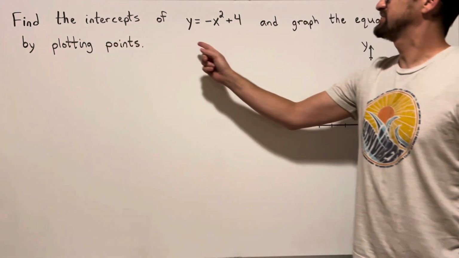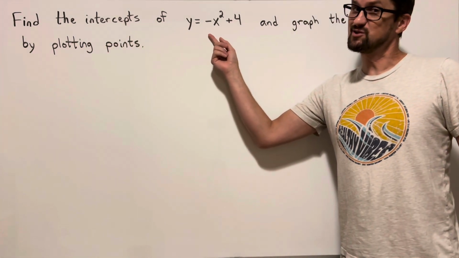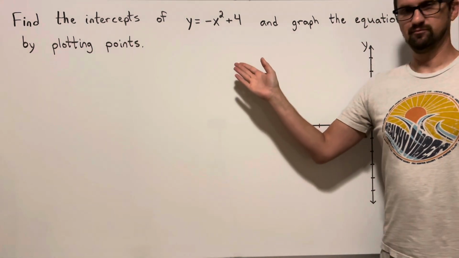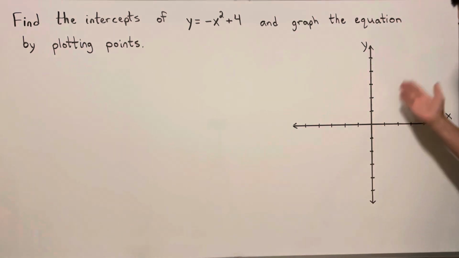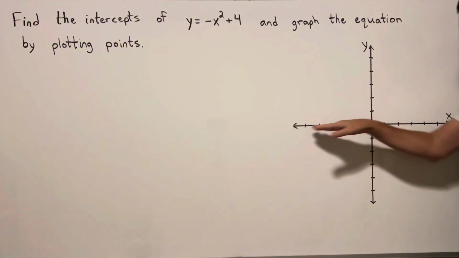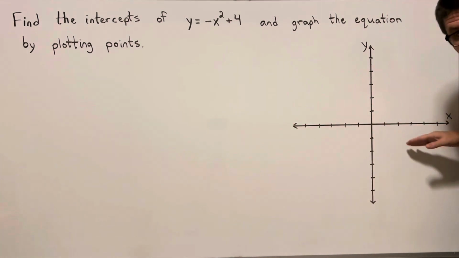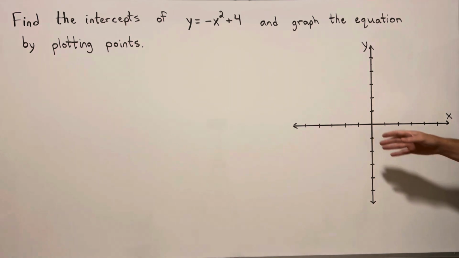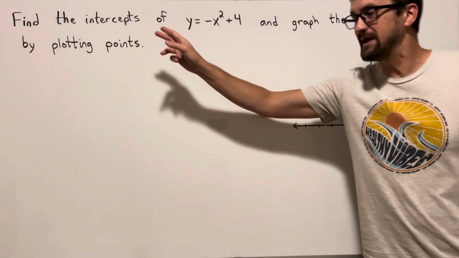Find the intercepts of y equals negative x squared plus 4 and graph the equation by plotting points. We're going to graph it on this Cartesian coordinate system where the x-axis is the horizontal number line and the y-axis is the vertical number line. Now first let's find the intercepts.